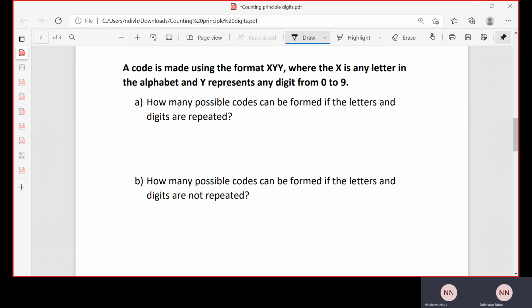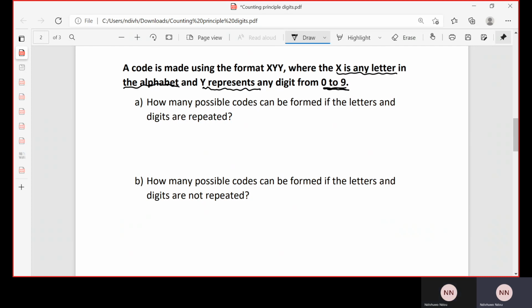They are saying a code is made using the format X, Y, Y, where X is any letter. This is an important statement, where X is any letter in the alphabet. Remember, the counting principle deals with the number of choices that we have in a particular situation. So you must know how many letters there are in the alphabet. And Y represents any digit from 0 to 9. Okay.